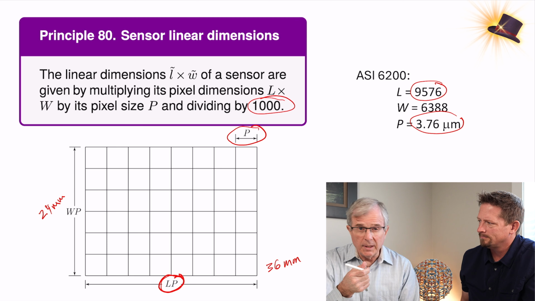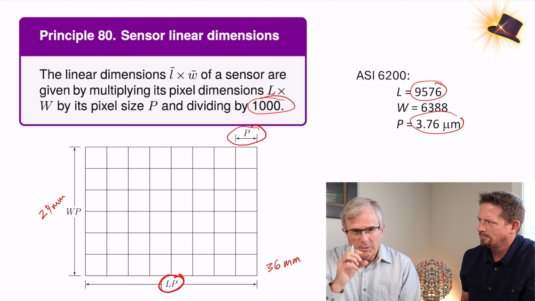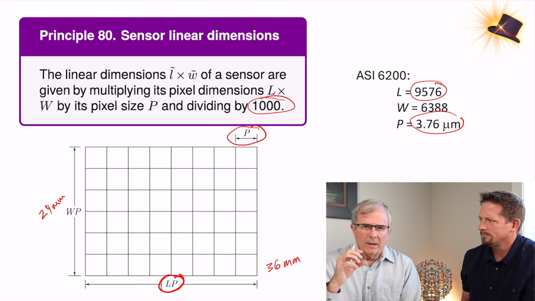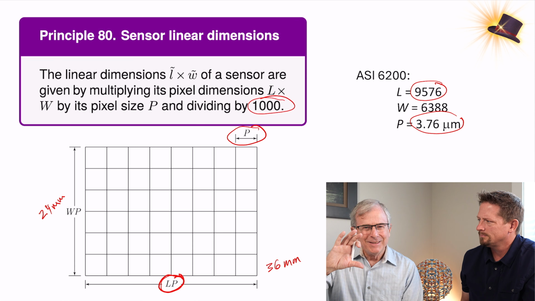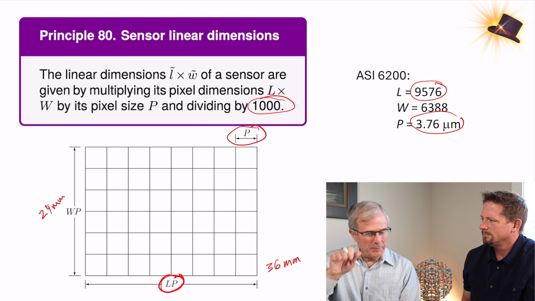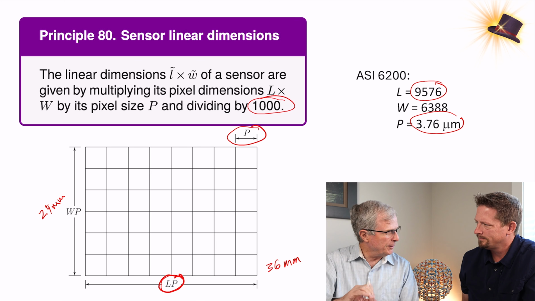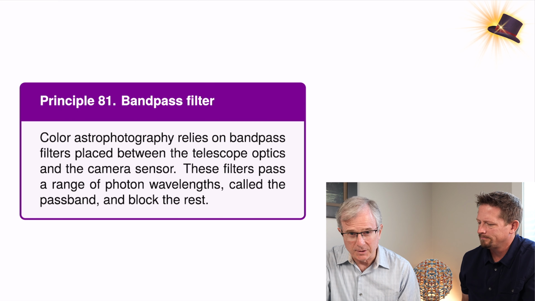But these linear dimensions are important because if the object you're trying to shoot goes outside those limits, then it's going to be clipped off. It's not going to be completely in the field of view. So we have a bunch of videos that talk about that too.